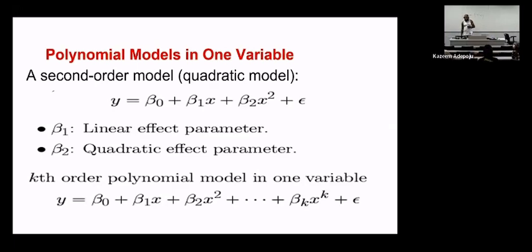If I generalize to a kth order polynomial, this is still one variable. If I stop at 2, that's a quadratic. If I stop at 3, it's a cubic. In addition to considering the linear effect parameter, you're also going to consider the quadratic effect parameter and the cubic effect parameter. But when you take a look at the last one, the kth order, that's the general one.